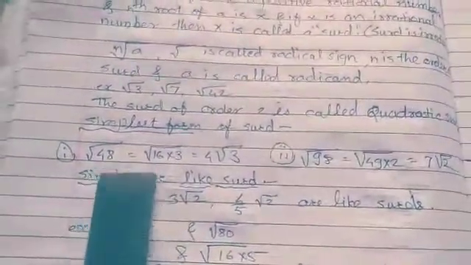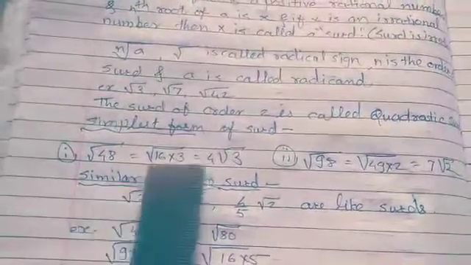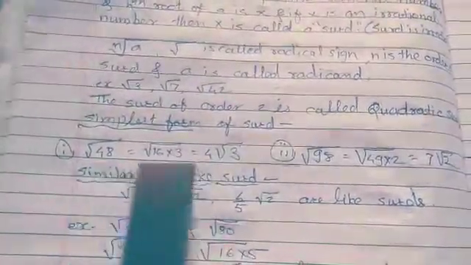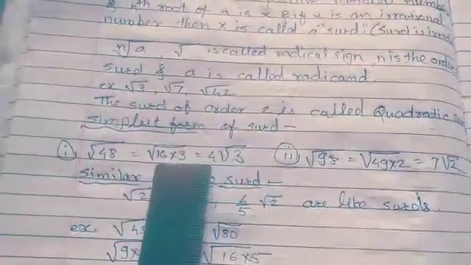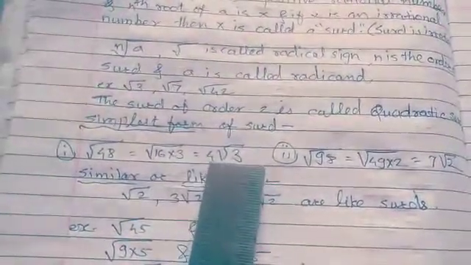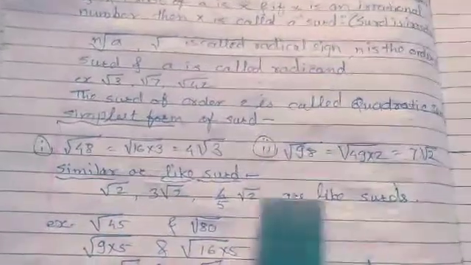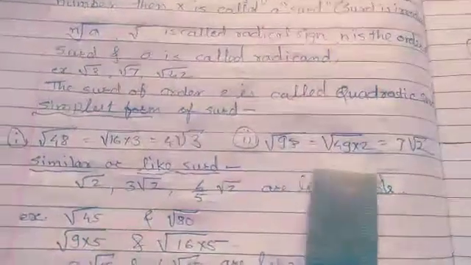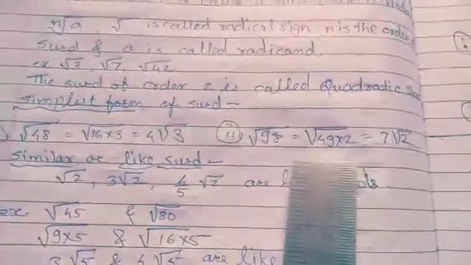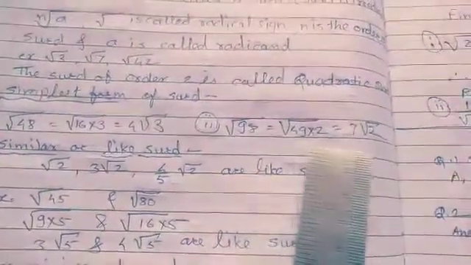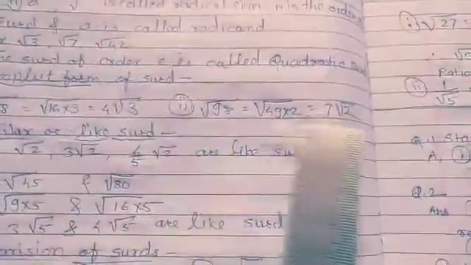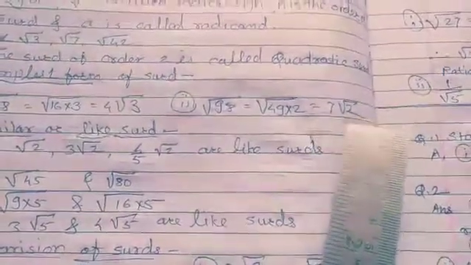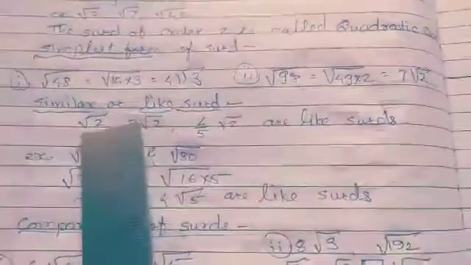Here, root 48. 16 threes are 48. The square root of 16 is 4. Now 4 root 3 is the answer. Number 2: the square root of 98. Therefore, 49 twos are 98. Here the square root of 49 is 7. 7 root 2 is the answer.